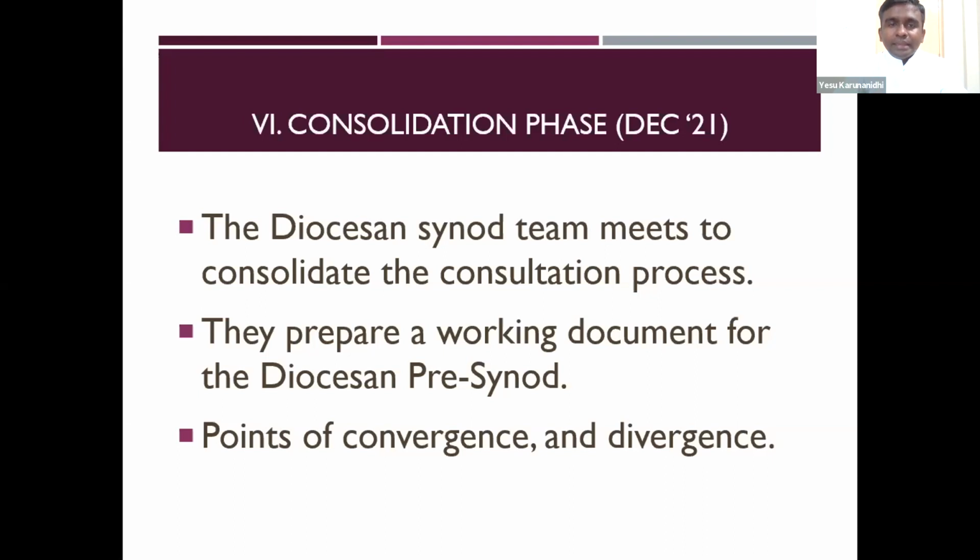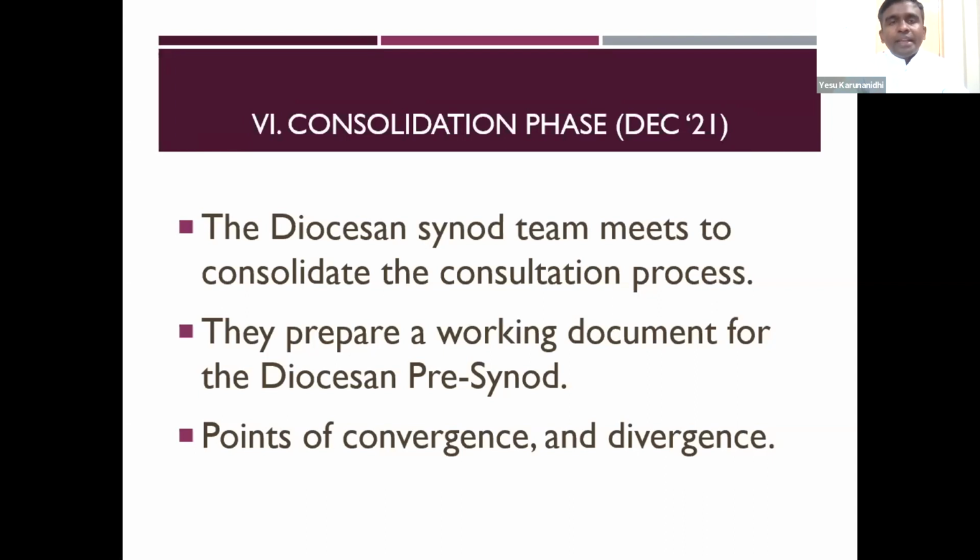And the synod team will record both the points of convergence and divergence, in the sense how the entire synod agrees upon a particular thing. For example, the theme of inclusion. So the entire synod wants that we need an inclusive church. So that is a point of convergence.